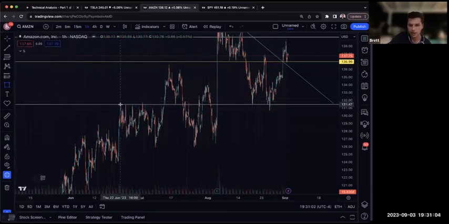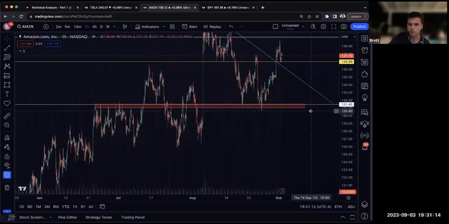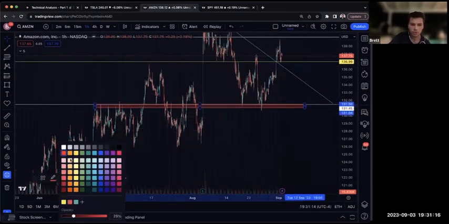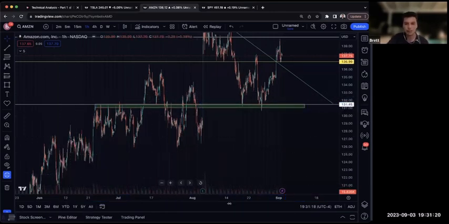So I can come in here and create a demand between 131 and 131.50, and that's going to be my demand here on Amazon. What I'm going to do now is adjust it so it's going to be green, and you're going to see the trading is not perfect.